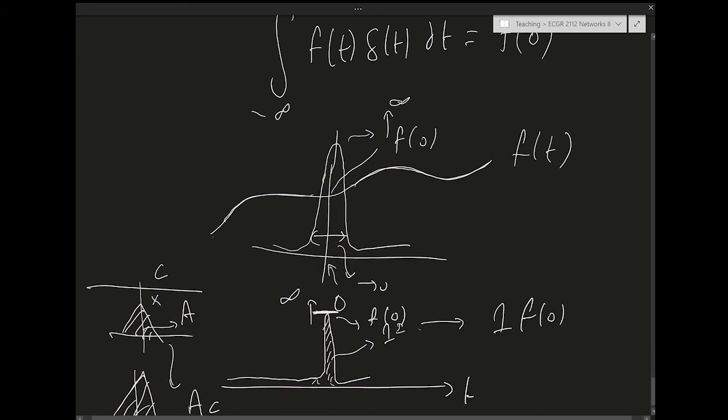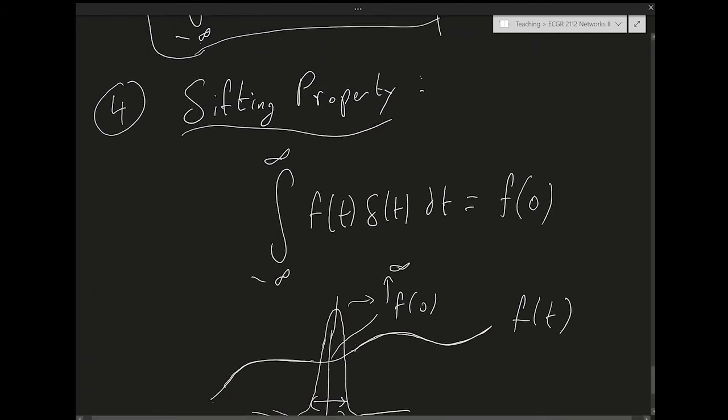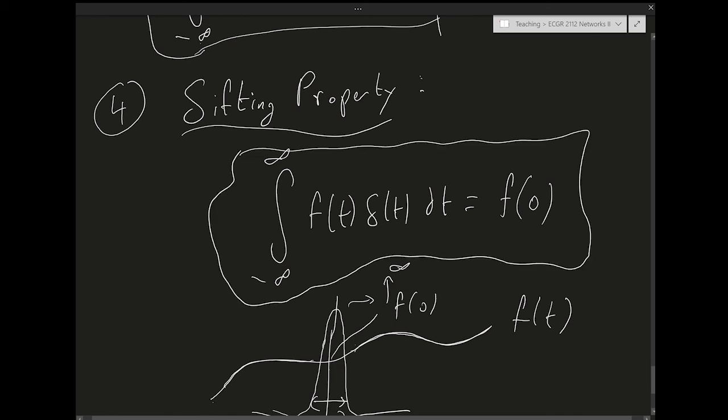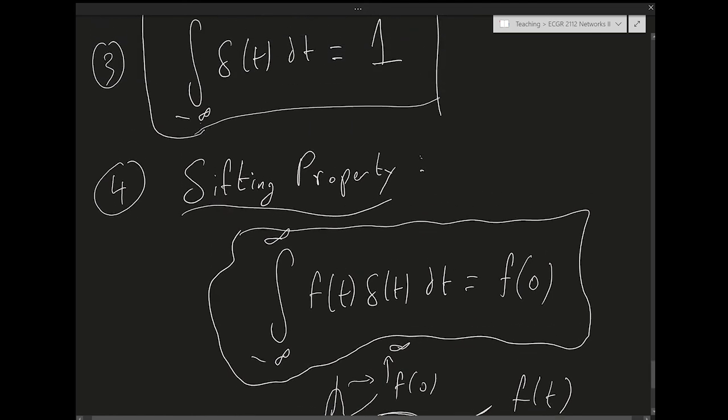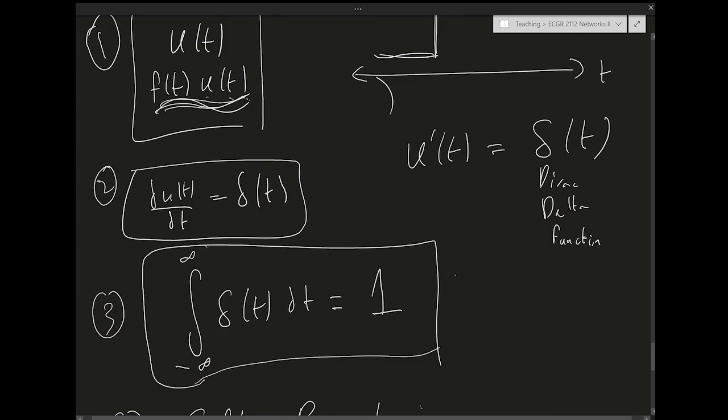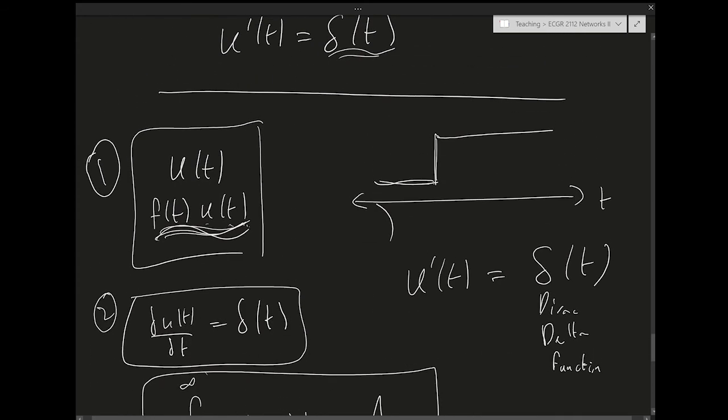The f of t is going to look more and more like a constant, because the region of interest of the Dirac delta function is getting narrower and narrower, so that we get to a narrow enough region where f of t looks like a constant. And that's kind of the reasoning for this sifting property. This is the basic property of the Dirac delta function.